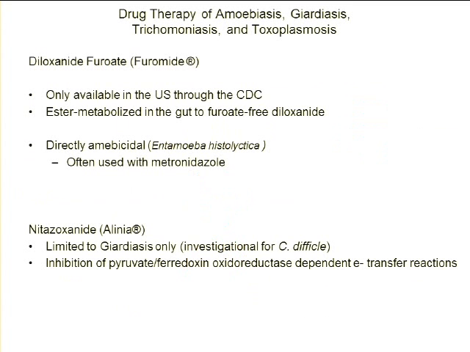Furamide is only available in the U.S. through the CDC. And this drug is directly amoebicidal, so it's only used for Entamoeba histolytica, often in combination with metronidazole. Okay. CDC and the manufacturer of this drug provide it to the third world. Okay. So it's kind of used for third world purposes. In the U.S., if a patient needs it, it can only come through the CDC.